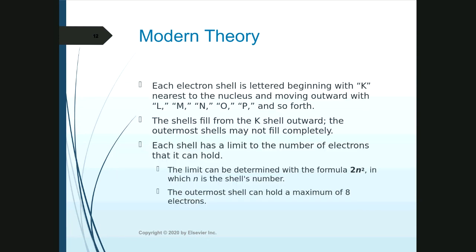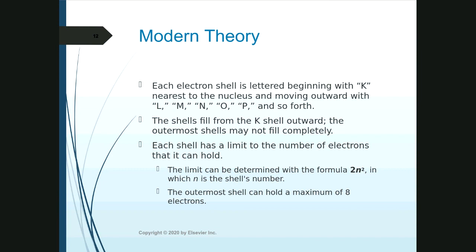Each electron shell is numbered or lettered. Typically it begins with letter K, which is closest to the nucleus, and it moves outward in succession. So K is the first shell, L is the second shell, M is the third shell, N is the fourth, O, P, and so on. Okay, and the shells fill from the K shell outward, even though the outermost shell may not completely fill.